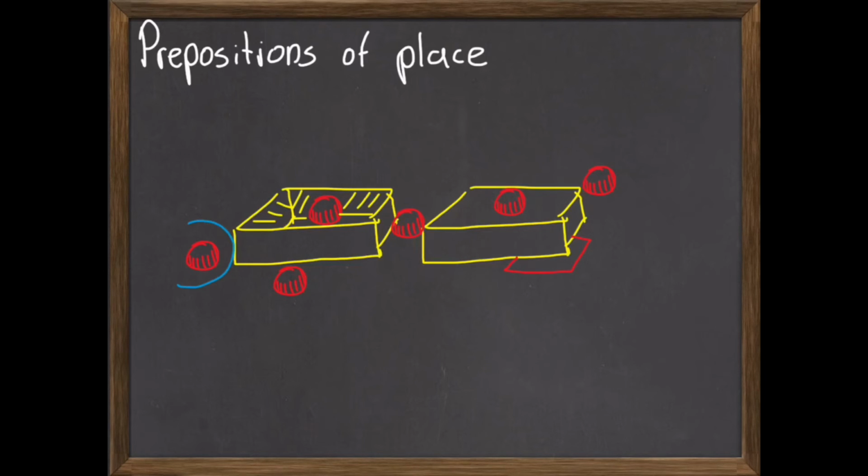Here the red ball is next to the yellow box. Here the red ball is in front of the yellow box. Here the red ball is inside or in the yellow box. Here the red ball is on the yellow box. Here the red ball is between the yellow boxes, both yellow boxes. Here, let's imagine that the red ball is behind the yellow boxes. And here, it's a red carpet or a red piece of paper. The red piece of paper is under the yellow box.